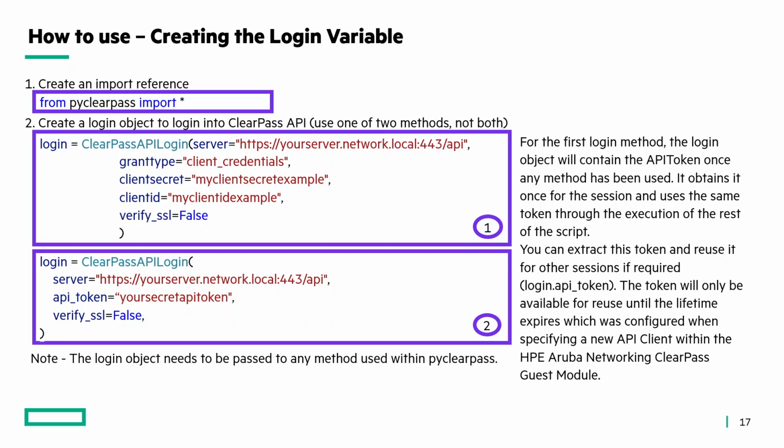And that's what we looked at in the previous screenshot, creating the API client, and we've seen the client ID and the client secret in there. The other option, very similar to the above, is that you just specify the server name and the API token as well. As it's written, we create the login variable, reference the ClearPass API login class, pass in the server name, and then the API token, which we have an example of later on in the demo, and then whether we want to verify SSL or not.